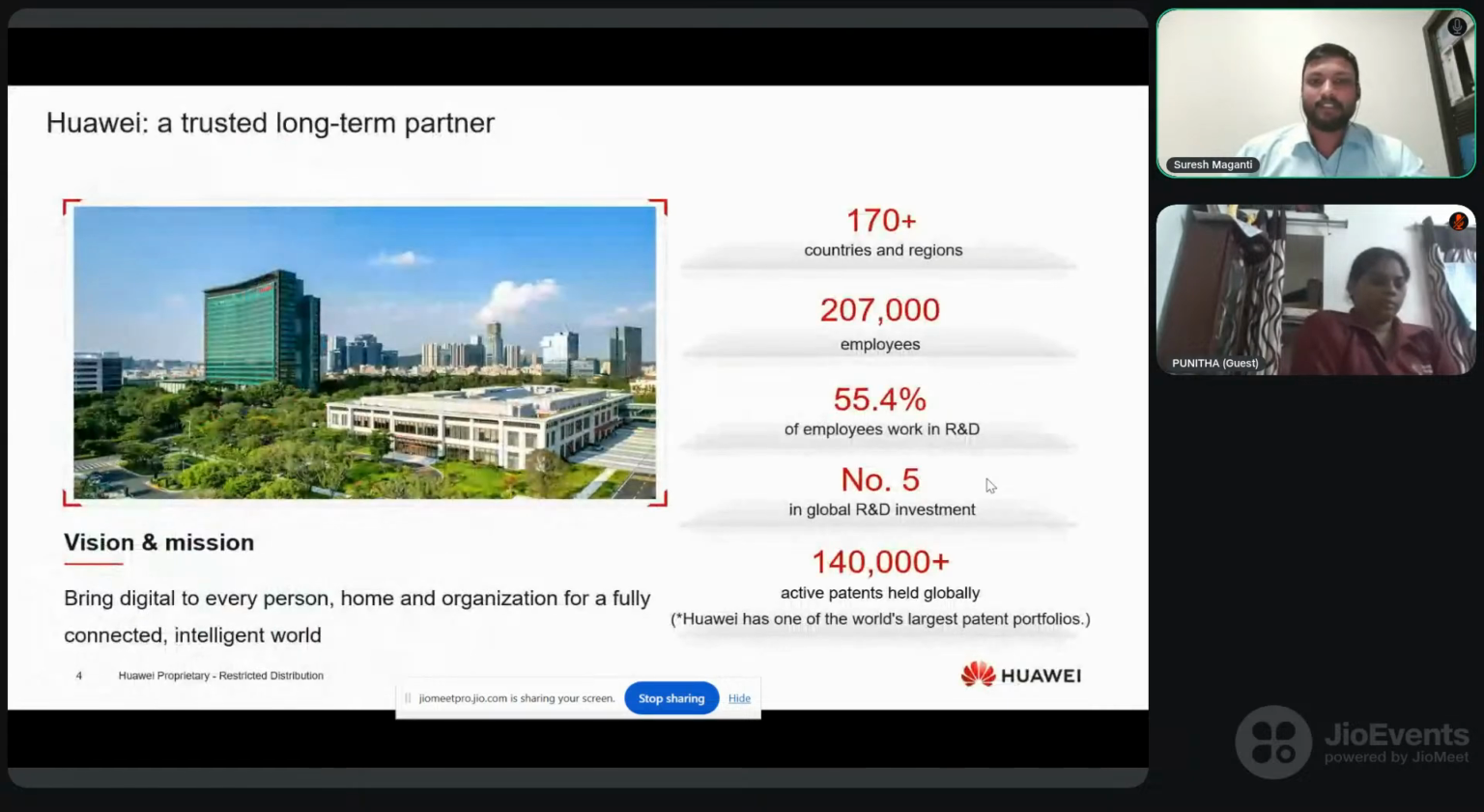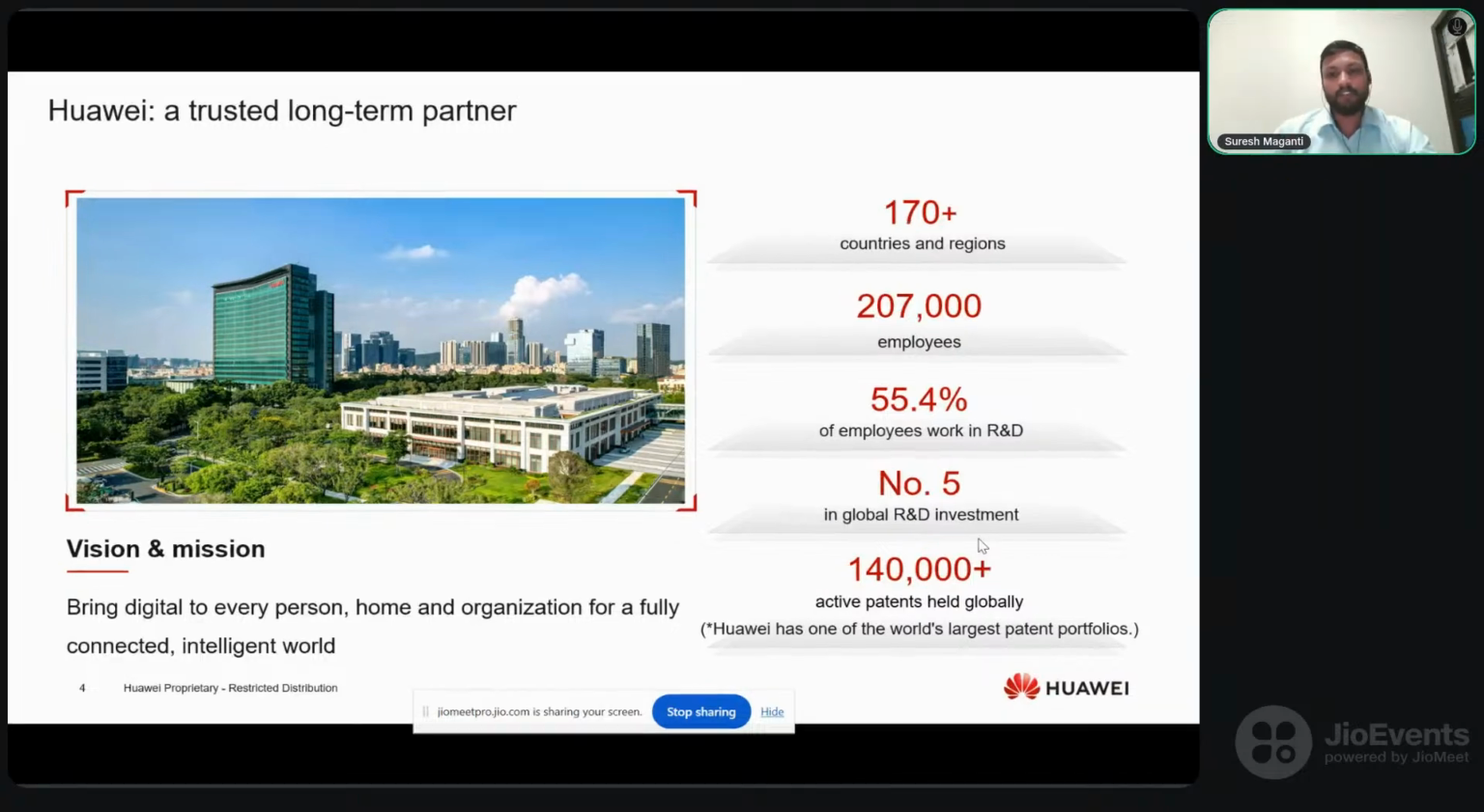So Huawei is a technology giant and a telecom giant. It has its presence in over 170 plus countries and regions. It has almost 200k employees, with more than 55% working in R&D, which ranks global number 5 in R&D investment, and it also holds the largest patent portfolio, which is around 140,000 patents. Its mission is bringing digital to every person, home, and organization for a fully connected and intelligent world.